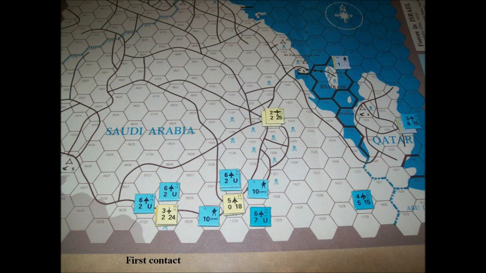Then in Qatar, the United States Navy has a squadron of Grumman A-6s, which are poised to strike the brigade at Doha, and this is going to force the ground unit to retreat from the position that they're in. Otherwise, there's nothing of significance really happening yet in Qatar.